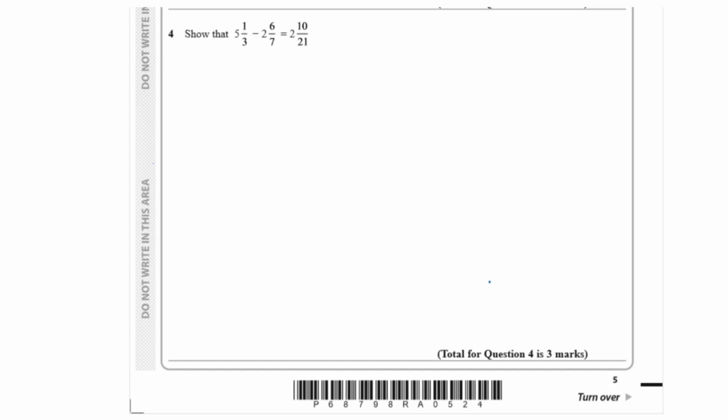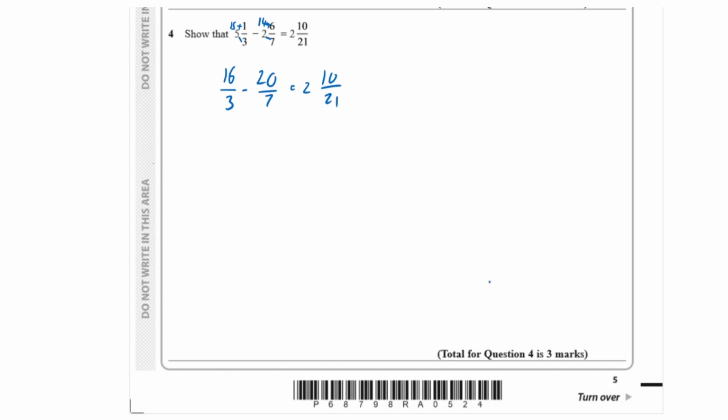Show that 5 1/3 minus 2 6/7 is equal to 2 10/21. We put this into mixed fraction form first, so 5 times 3 is 15. Now add whatever is in the numerator, 16/3, minus 2 times 7 is 14, plus whatever is in the numerator, which is 6, so that's 20/7.